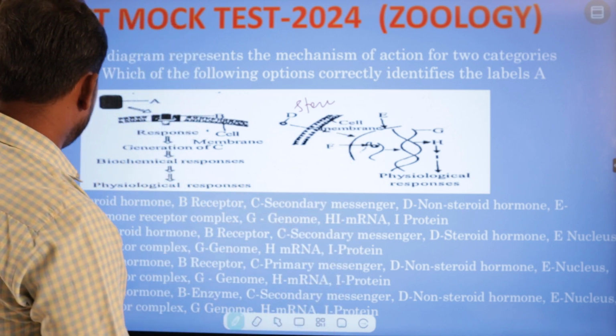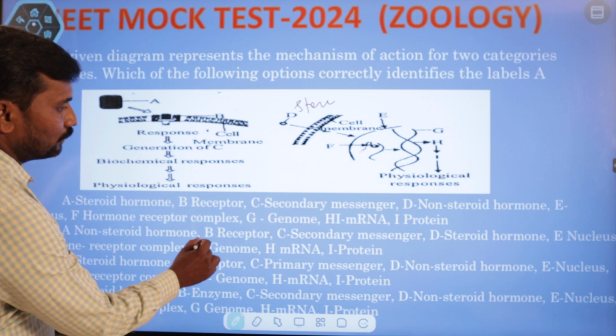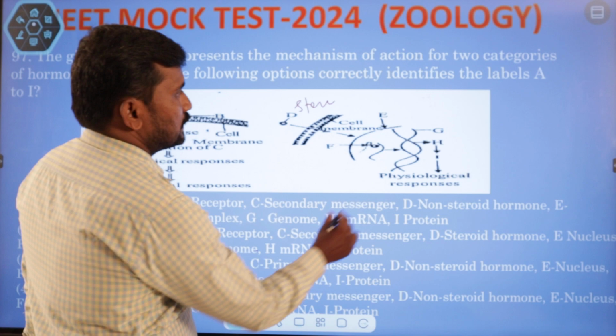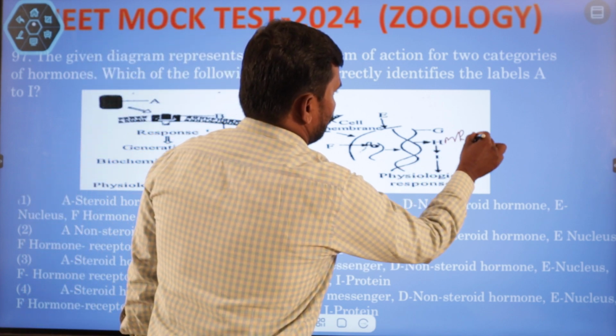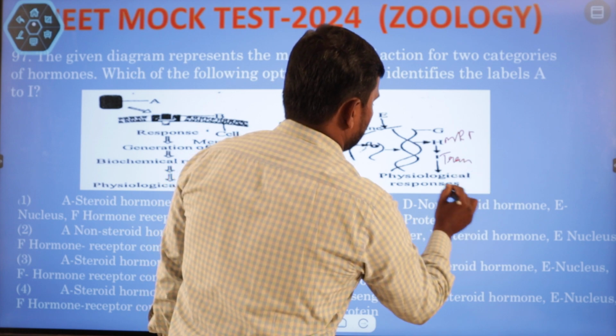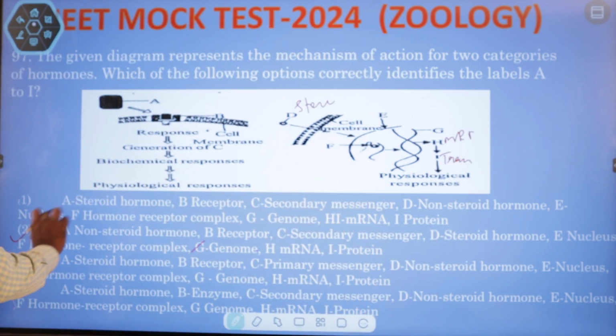So steroidal hormones, then nucleus, hormone receptor complex, then genome, then synthesis of mRNA. H is the mRNA, messenger RNA. Messenger RNA undergoes translation. Then finally it is going to change the physiological response. So the correct answer is 2.